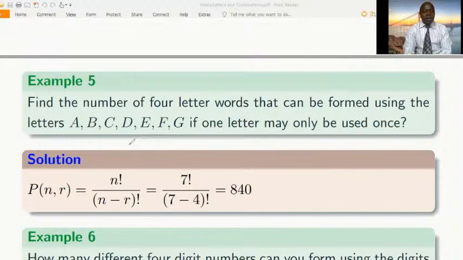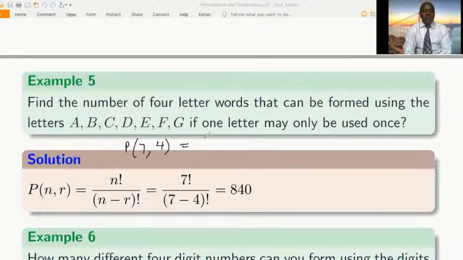So the order here will be very important, because one may want to have A, B, C, D, another one may want to have B, C, D, A. So the order is very important here, and therefore we use permutation for this kind of problem. And so it's permutation of 7 letters taken 4 at a time. So we are arranging 4 at a time.